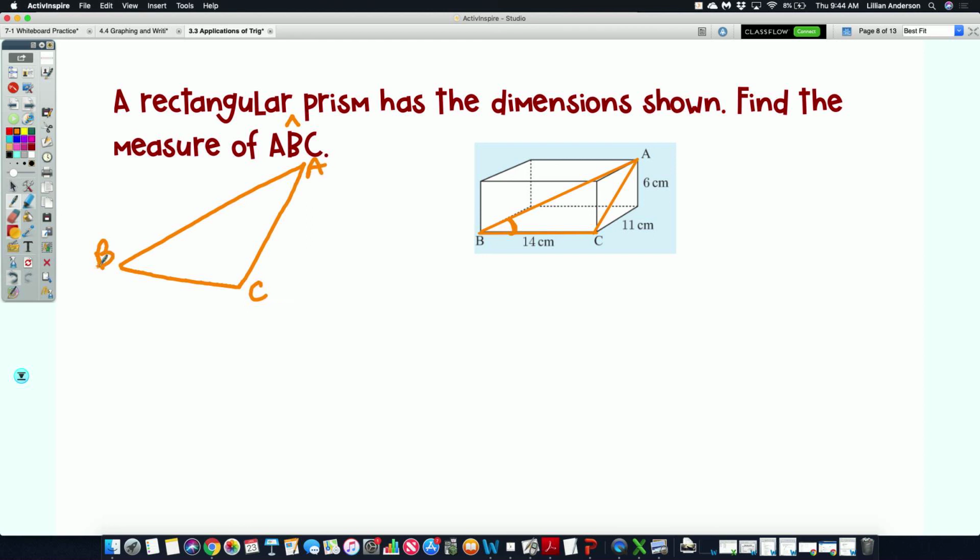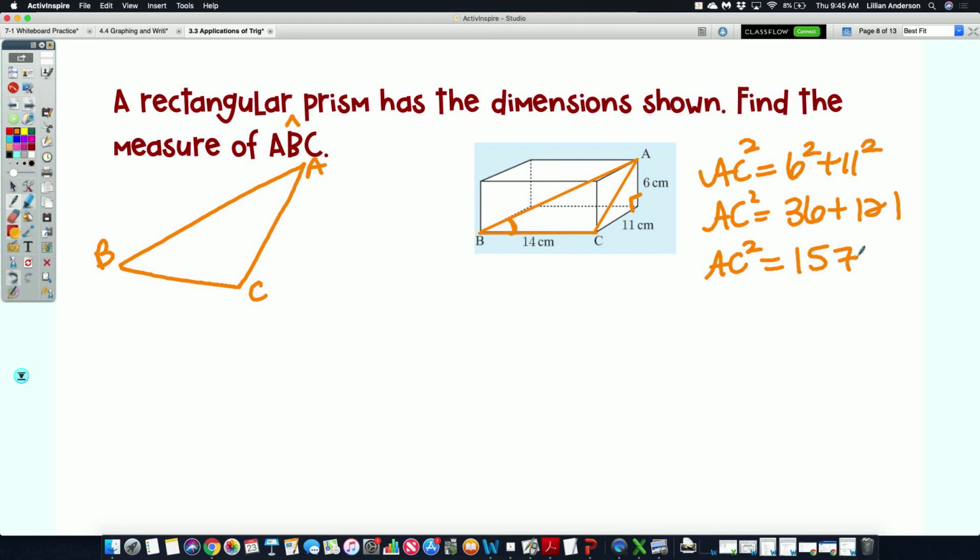So to find AC, which is the hypotenuse of that triangle, AC squared equals 6 squared plus 11 squared. AC squared is 36 plus 121, which is 157. So AC is the square root of 157, about 12.03. Since I need to use that in this problem, I'm not going to use the decimal, I'm going to use the radical itself.